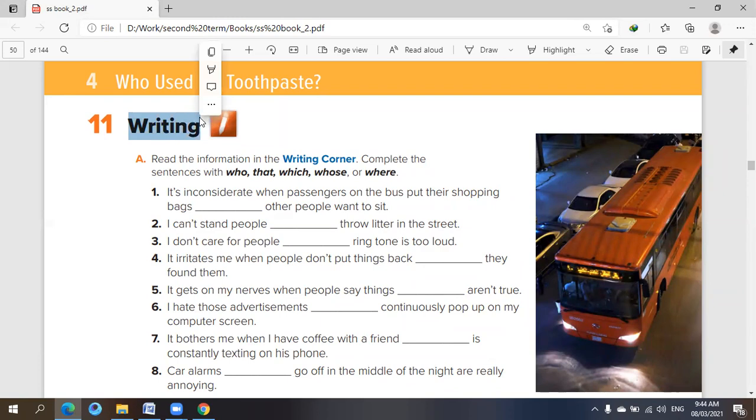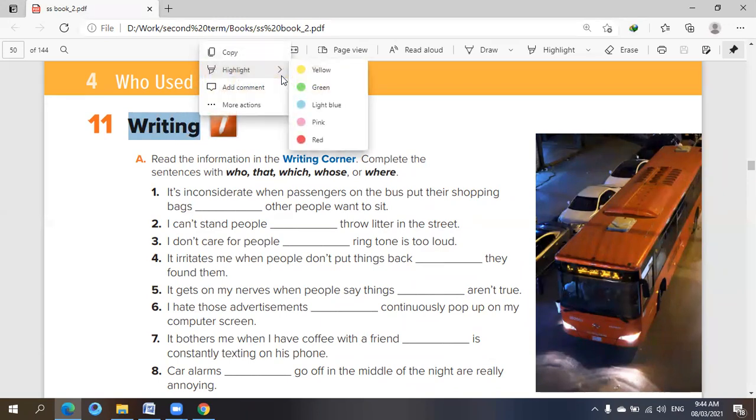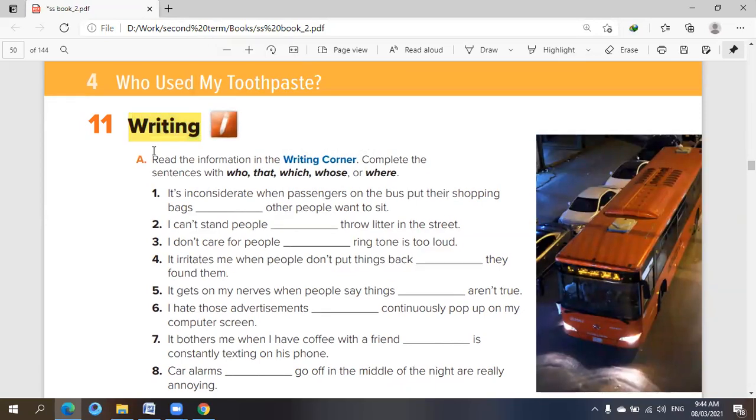Our lesson today is a writing lesson, as you see here. Today we are going to learn how to write something. First of all, what is that thing that we are going to learn? It's not something new.